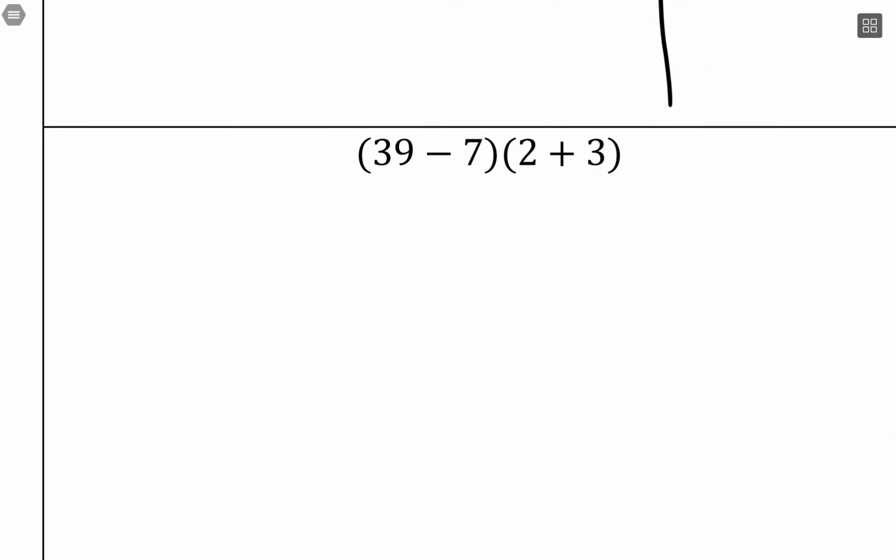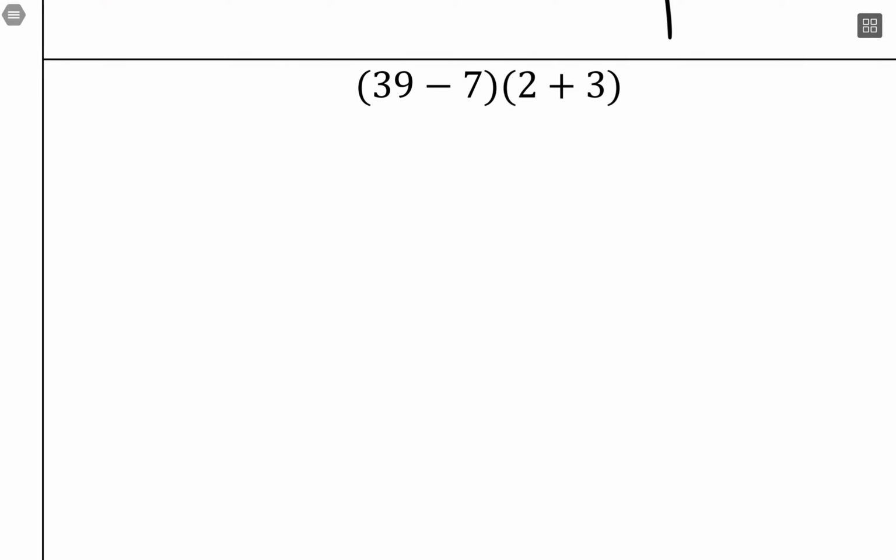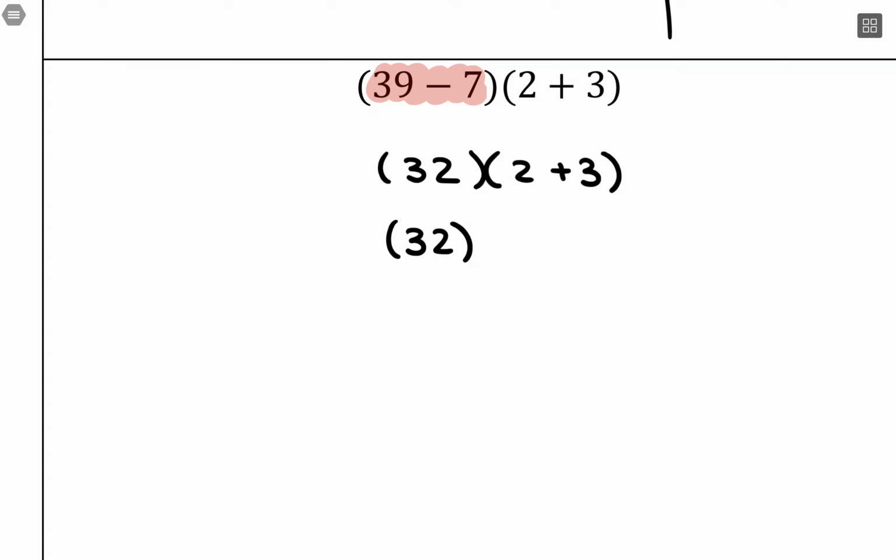All right, this one here, we have 2 sets of parentheses. So typically what we can do if we want to do one at a time, you can read left to right. That's kind of the best way to go about it. So we could just take care of that 39 minus 7 first, which is 32. And then we still have that 2 plus 3. And then that 32 is all simplified, so that's going to stay as is, but the 2 plus 3 we need to simplify, which is 5.